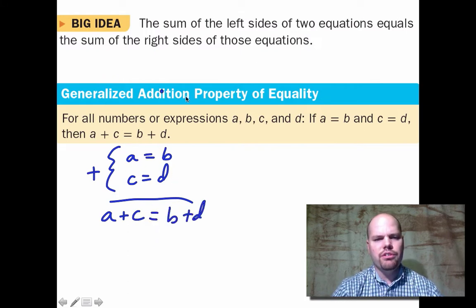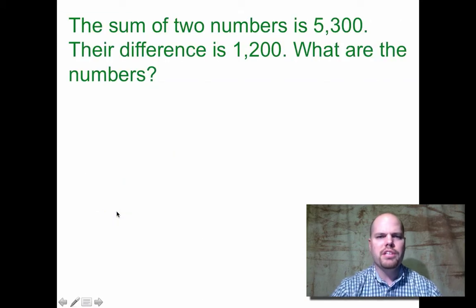Using this generalized addition property of equality allows us to add the left sides and add the right sides of two equations, and what will happen is we're trying to eliminate a variable so we can solve this. I'll show you a couple of examples here.